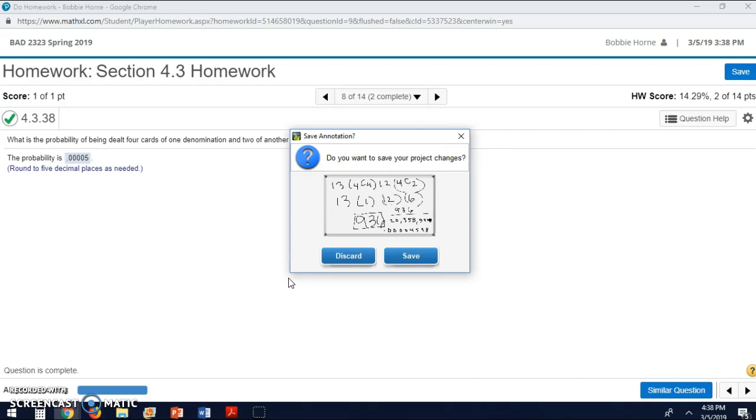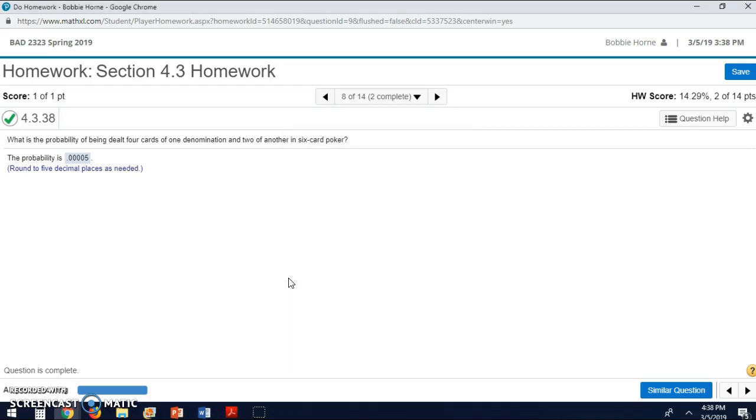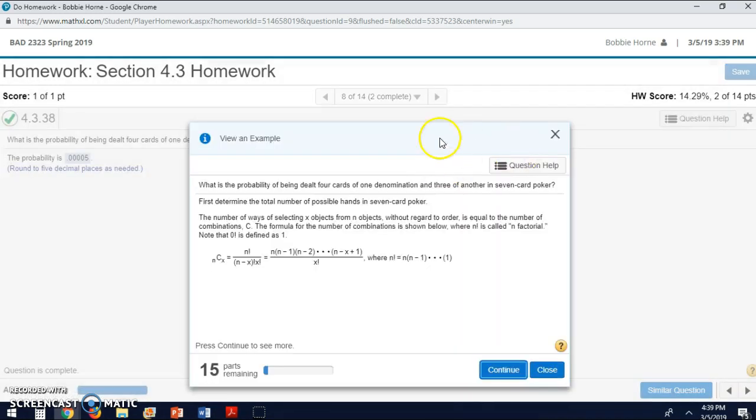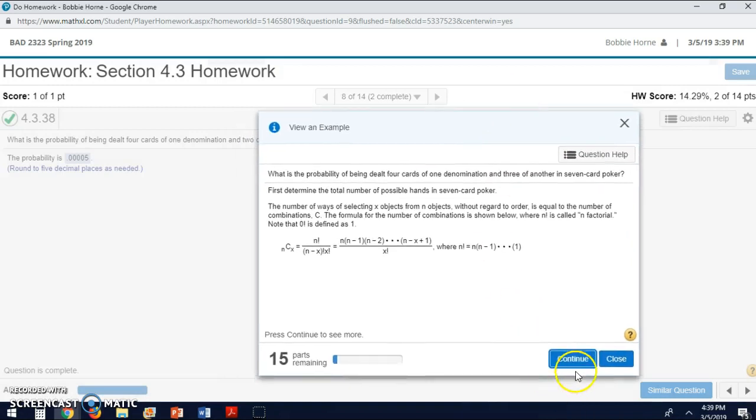I know that is a lot of steps, so you may want to rewind and go through them again. Probability is not really my favorite thing, neither are combinations. But a lot of students do well with this just because they understand poker and cards and odds. So hopefully this will help. This was a difficult problem, so try to follow the steps that I took, and you can also go on Question Help and view an example. It's kind of the same thing that I just went through, but if you need to see like the formulas.